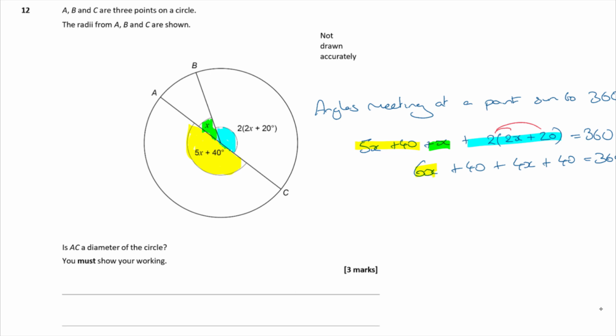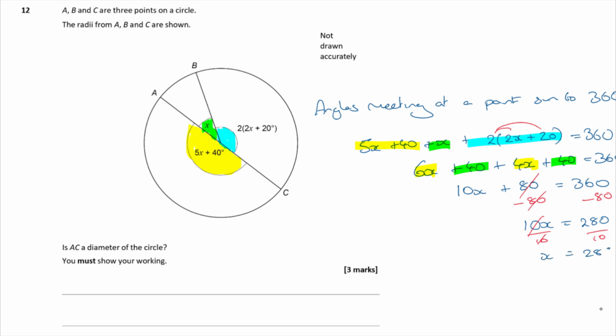And then I've got my 6x and the 4x, and I've got 40 and 40. So adding those together, that gives me 10x plus 80 equals 360. Okay, so I've got a linear equation in x. Let's go on and solve it. Let's take 80 away from both sides to start with. That will cancel, and it'll leave me with 10x on the left. 360 minus 80, that's 280, isn't it? So then if I divide both sides by 10, cancel. Leaves me with x is equal to 280 divided by 10, that is 28 degrees.